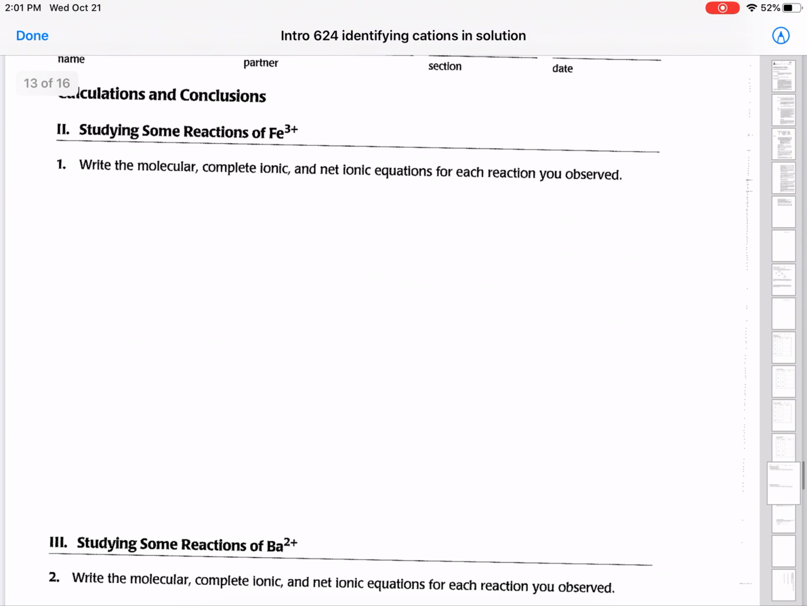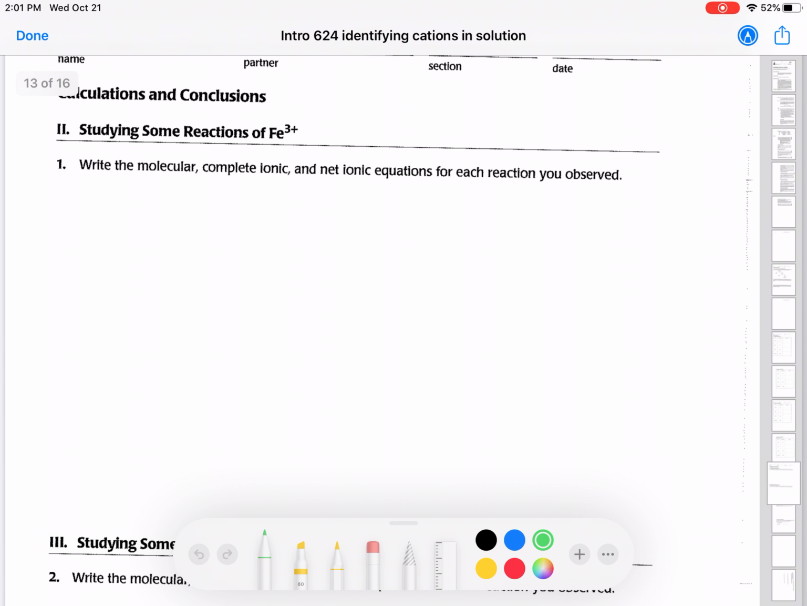Okay, I will help you with how to write the molecular, complete ionic and net ionic equation for the reactions that you observed. So the first one is the iron. Write the molecular, complete ionic and net ionic equation for each reaction you observed with iron. So iron nitrate with potassium thiocyanate is what you did at the beginning, right?